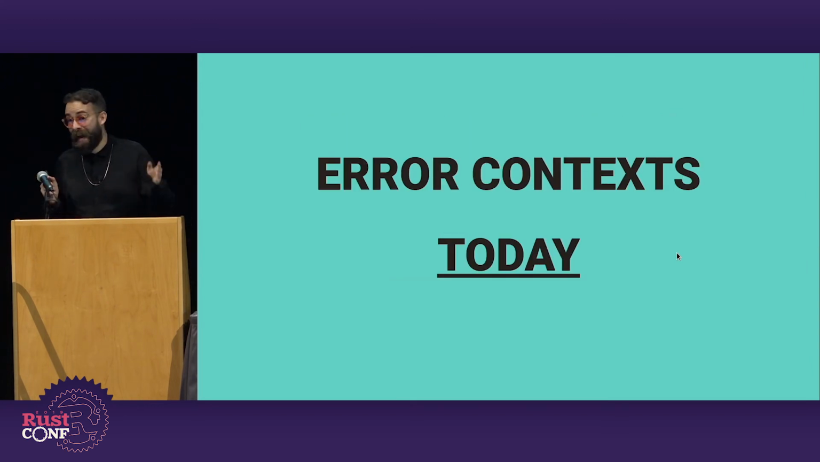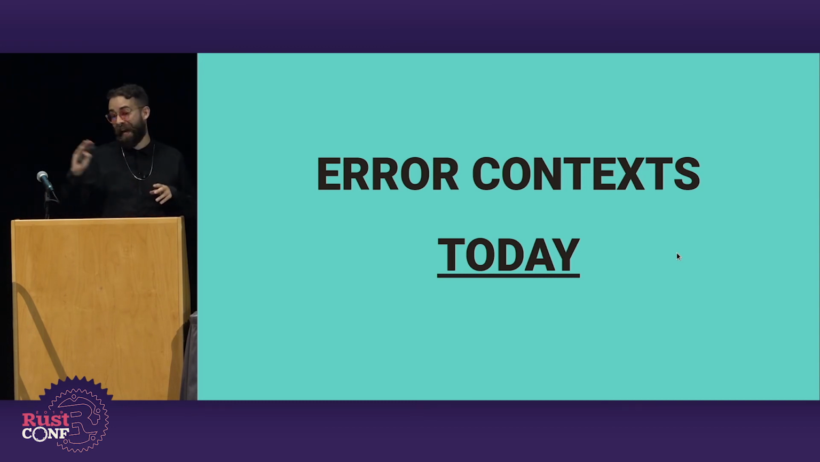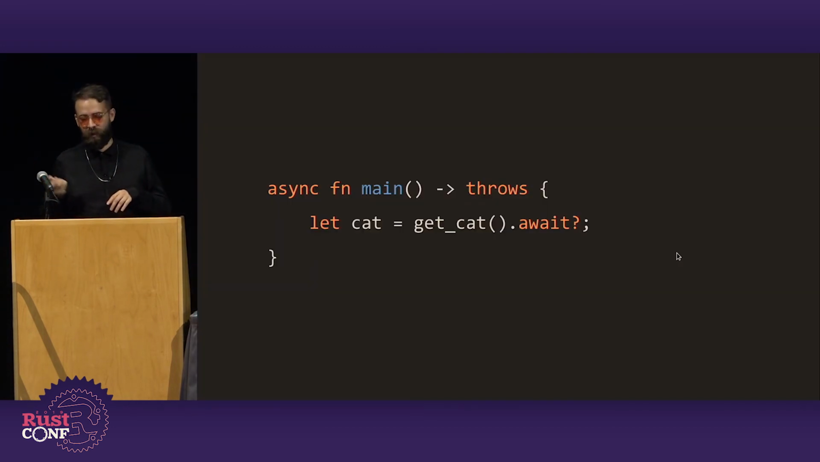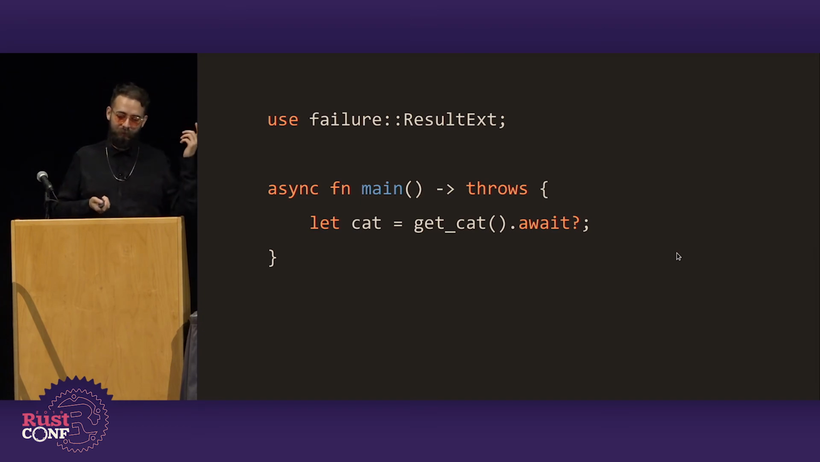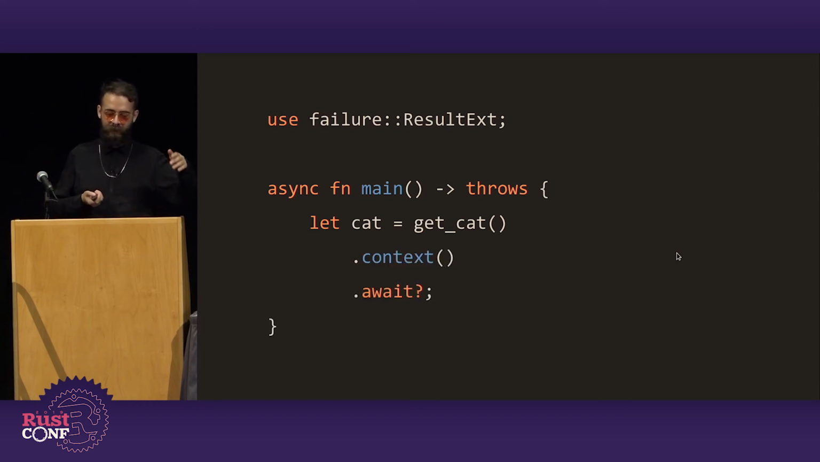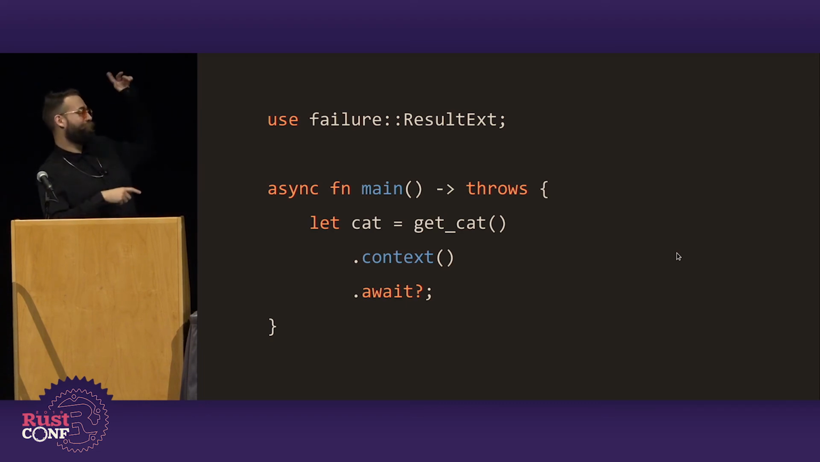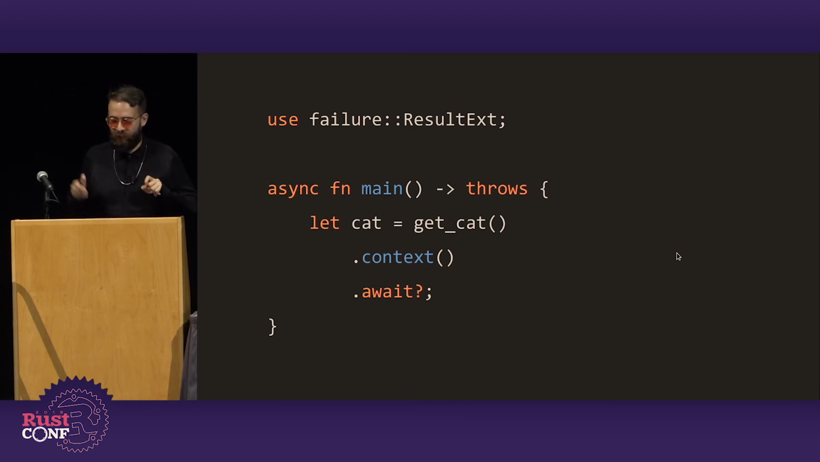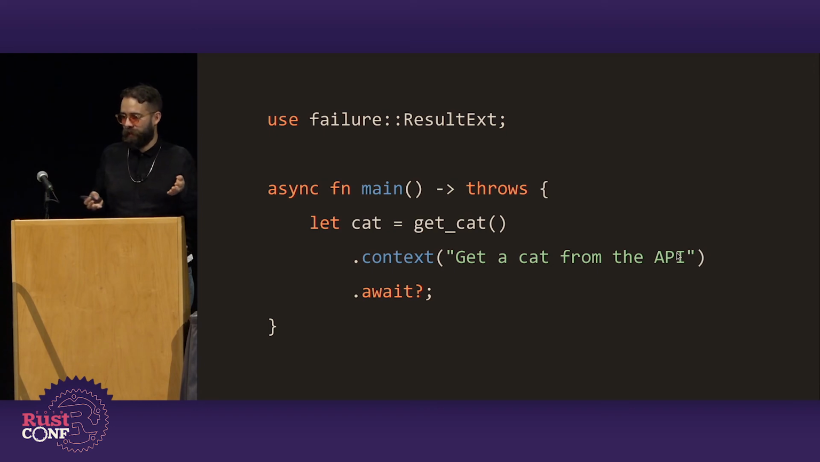Anyway, we can't do the throws thing. What we can do today is using error contexts. So in failure, there's a thing called ResultExt, which allows you to add context to an error, which looks kind of like this. So we say our error.context. Ooh, wait, did I mess up await and question mark? I'm not sure if the ordering's exactly right here, but the idea is you say .context on your result type, and then you add a little message like, hey, we're trying to get a cat from the API.